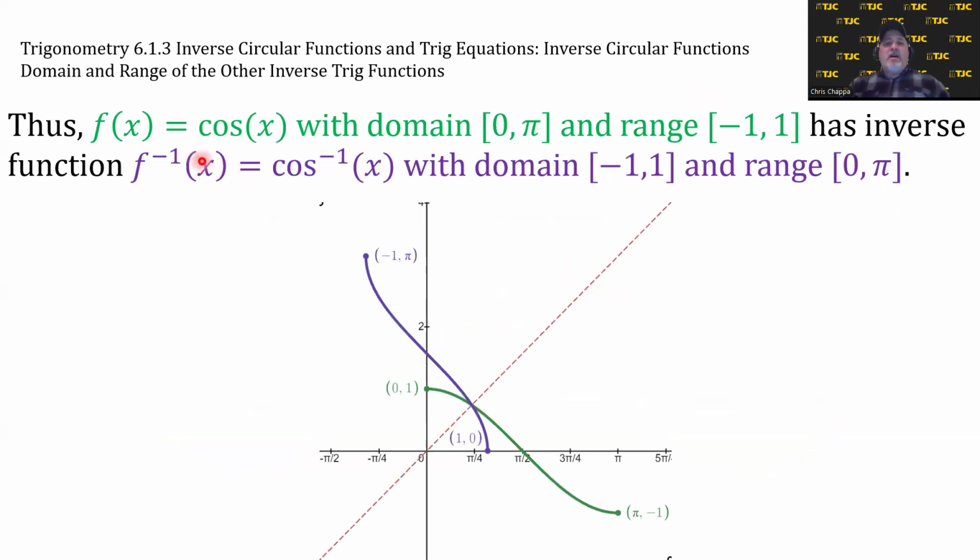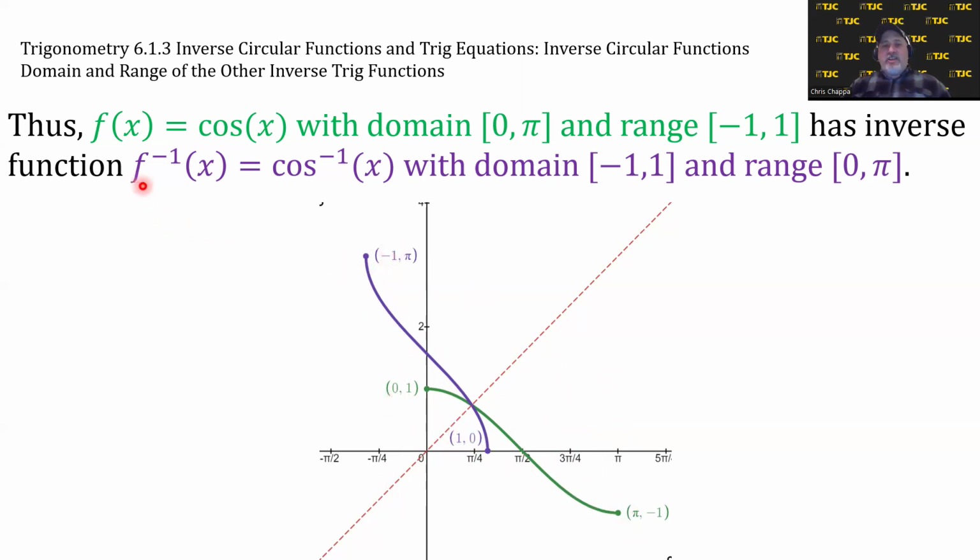Thus, f of x equals cosine of x, the one in green, with domain 0 to pi, left to right, and range -1 to 1, bottom to top, has an inverse function. Before we describe it, notice that the green graph is reflected across the red line to get the purple graph, and each of the corresponding endpoints' coordinates were reversed. 0, 1 became 1, 0. Pi, -1 became -1, pi.